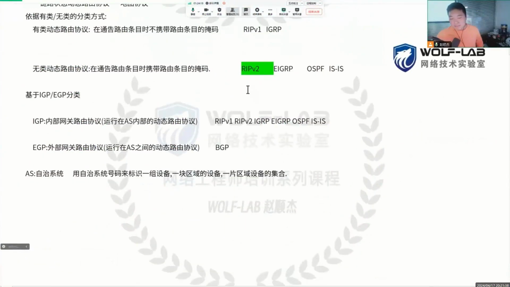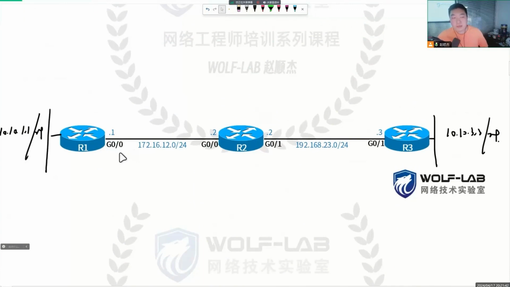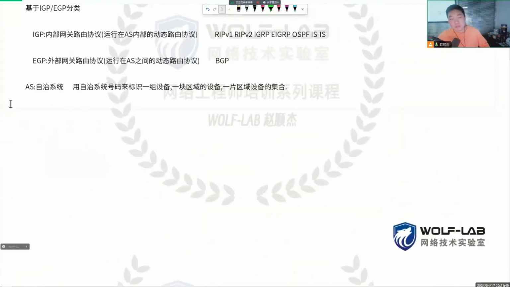So let's continue with our EIGRP distance vector routing protocol. First of all, we have already introduced the working principle of our distance vector routing protocol. Next, we will talk about some features and technical points of the EIGRP distance vector routing protocol. First, let's introduce our EIGRP.